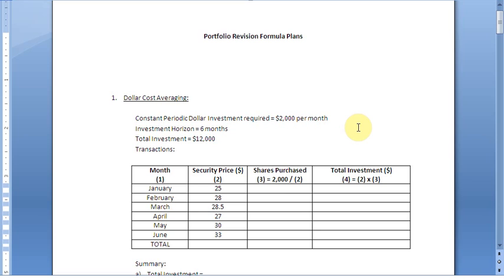Ladies and gentlemen, welcome to a series of screencasts in which we are going to talk about the basic portfolio revision formula plans. We all know that we are living in a dynamic investment world, and not only our own investment objectives, but the market scenario around us also keeps changing. For example, we get old from young, or our responsibility profile changes.